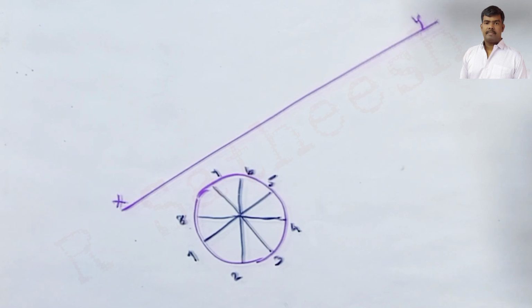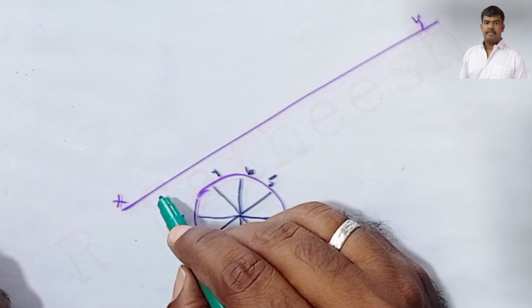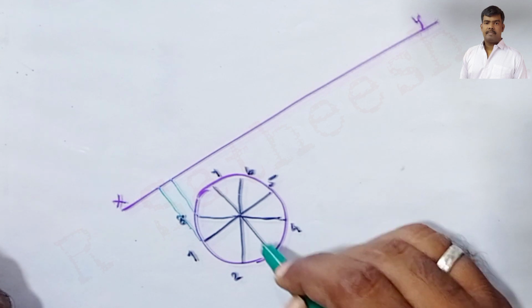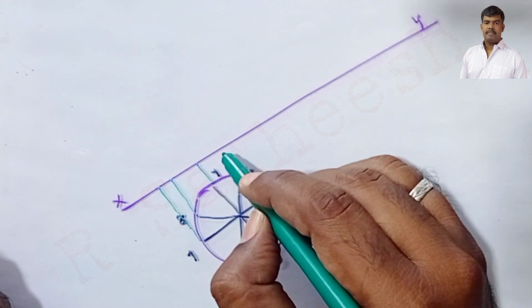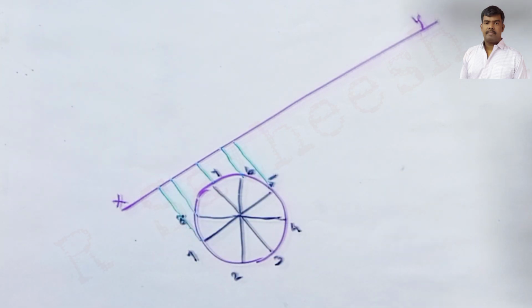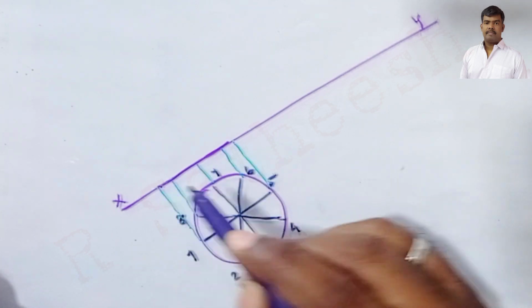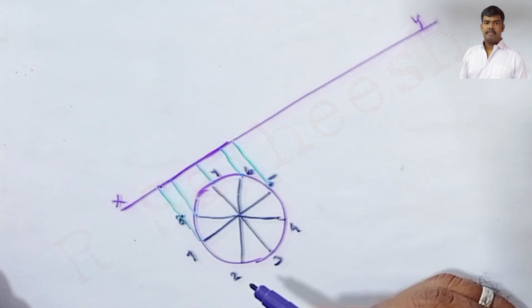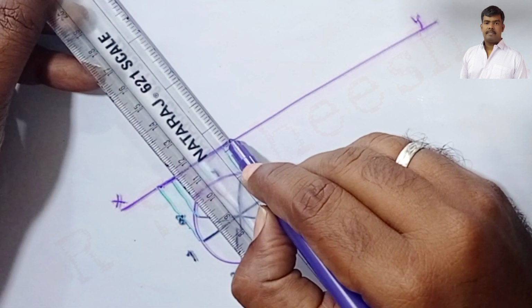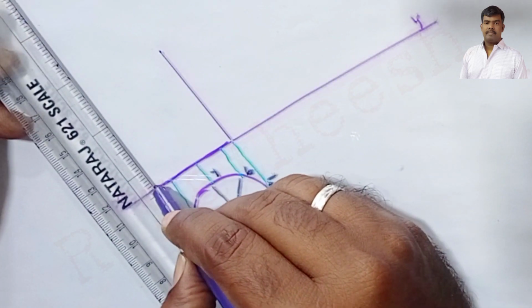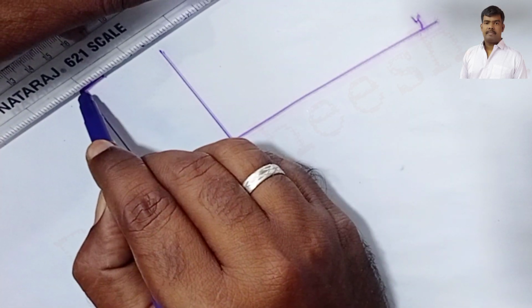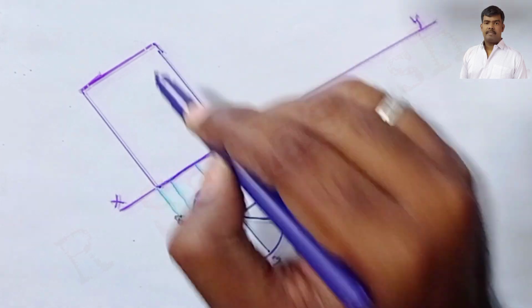Clear? Then this is the base. You draw the projection lines from 1, this is 2 and 8, this is 3 and 7, this is 4 and 6, and this is 5. So this is the base edge. The cylinder height is 60 mm, as given. Clear? Therefore let us consider this is 60 mm. This one is 60 mm.